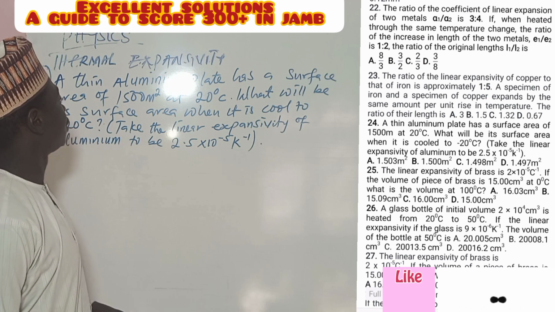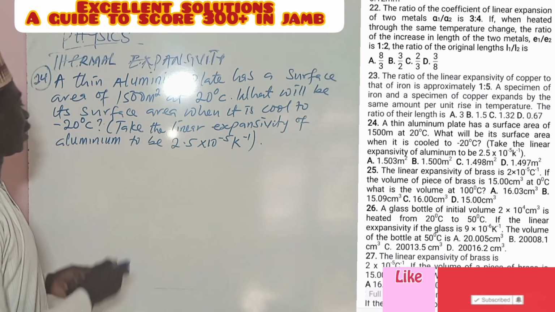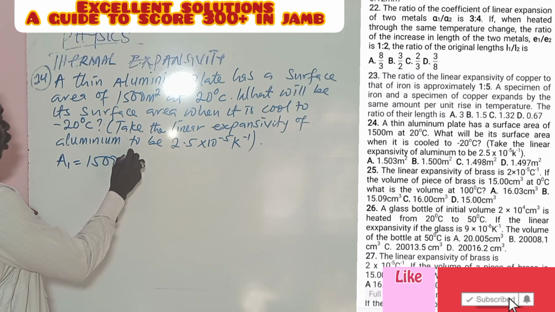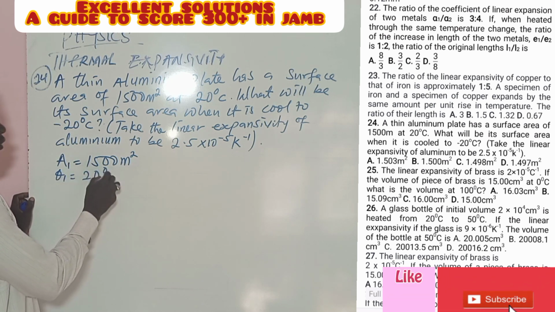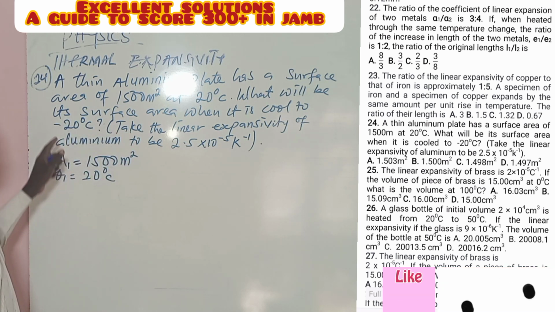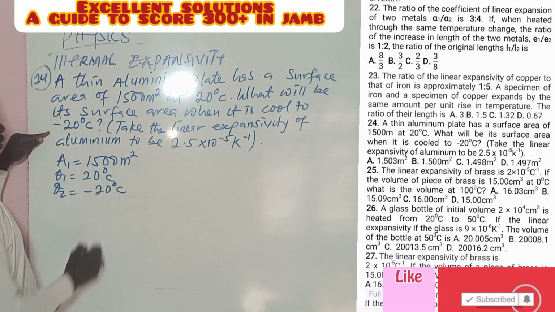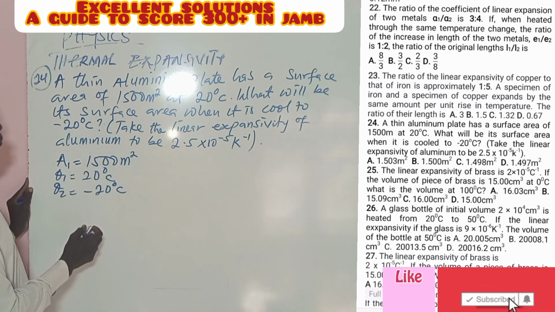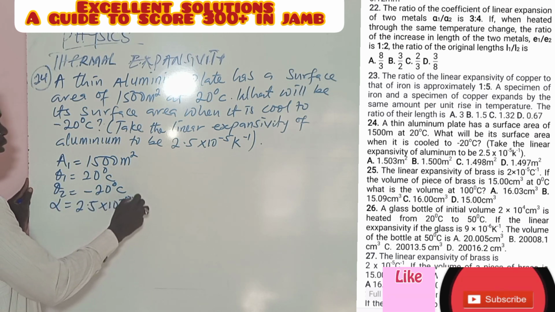So our question 27 of today says, a thin aluminium plate has a surface area of 1500 meters square. So our surface area A1 equals 1500 meters square, at 20 degrees Celsius, theta 1 equals 20 degrees Celsius. What would be its surface area when it is cooled to minus 20 degrees Celsius? So theta 2 equals minus 20 degrees Celsius. Take linear expansivity of aluminium to be 2.5 exponential minus 5. So alpha equals 2.5 exponential minus 5 per Kelvin.